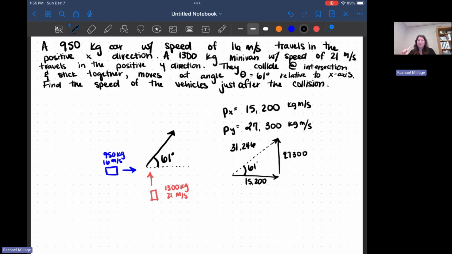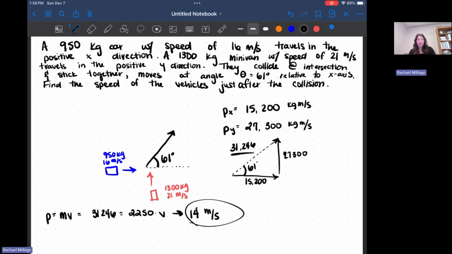That's my total momentum. But is it asking me for my momentum? No, it's asking me for my final speed. So my total momentum is this. And after they're stuck together, now we need to find the total speed. We know that our momentum is equal to mass times velocity. We know our total momentum now is 31,246 equals my mass. We're finding it for the stuck together vehicles. So we're going to add our two masses of the cars together. So it's going to be 950 plus 1,300, so it's 2,250 times the velocity. If we take 31,246 divided by 2,250, we get 13.887. So when we're talking about sig figs, we're going to go to 14 meters per second.